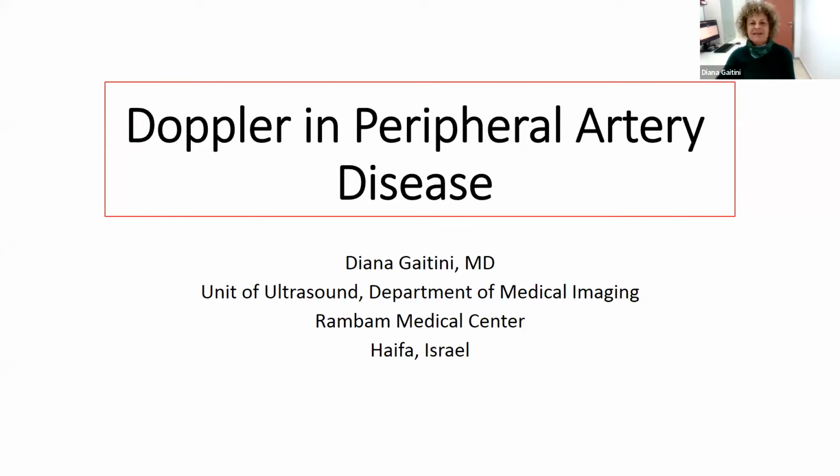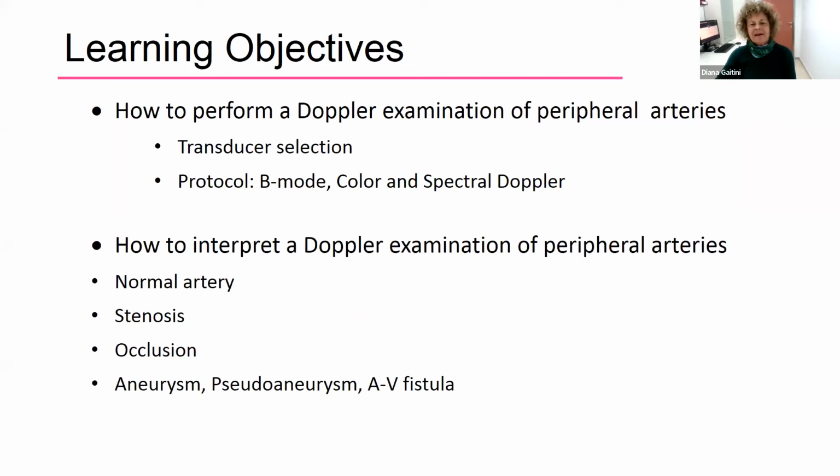And my lecture is about the Doppler in peripheral artery disease. The learning objectives will be how to perform a Doppler examination in terms of the selection of the transducer and which protocol we will follow using B-mode, color, and spectral Doppler, and how to interpret a Doppler examination. How is the Doppler of the normal artery in cases of stenosis, occlusion, aneurysma, pseudo aneurysma, AV fistula, what we will see.